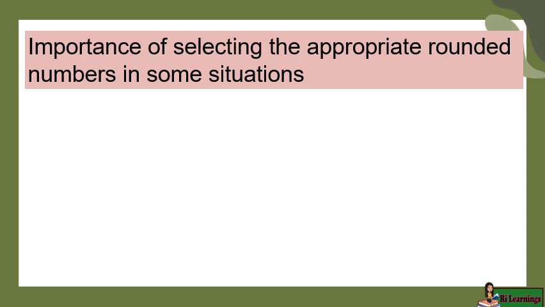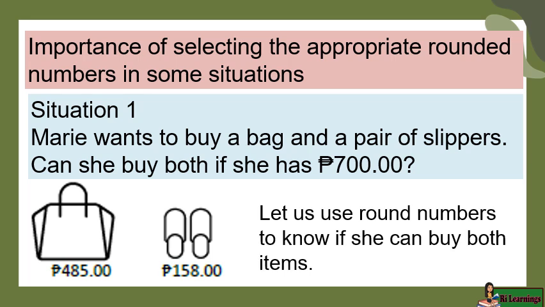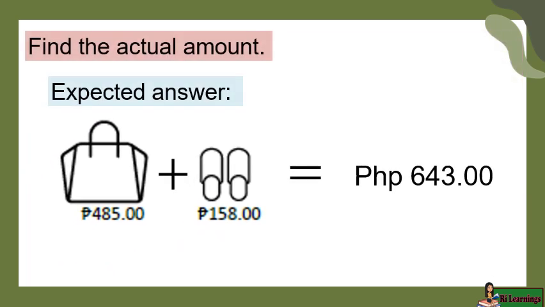Importance of selecting the appropriate rounded numbers in some situations. Situation 1. Marie wants to buy a bag and a pair of slippers. Can she buy both if she has 700 pesos? Let us use round numbers to know if she can buy both items. Find the actual amount. 485 plus 158 equals 643 pesos.